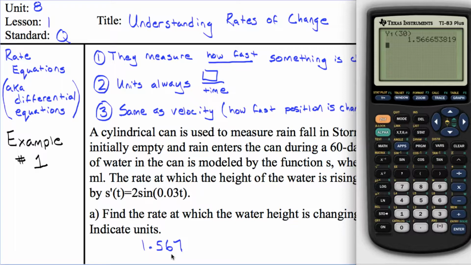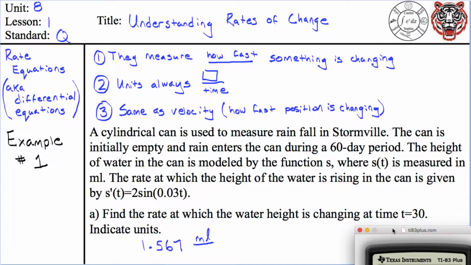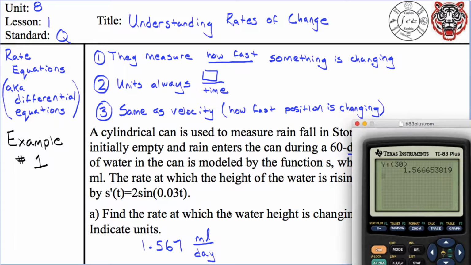And that's going to be what unit? Milliliters per second. It's going to be milliliters per time. I didn't really specify what t was in here, but it makes sense to be a day, because that's a lot per second. That would be flooding us too much.